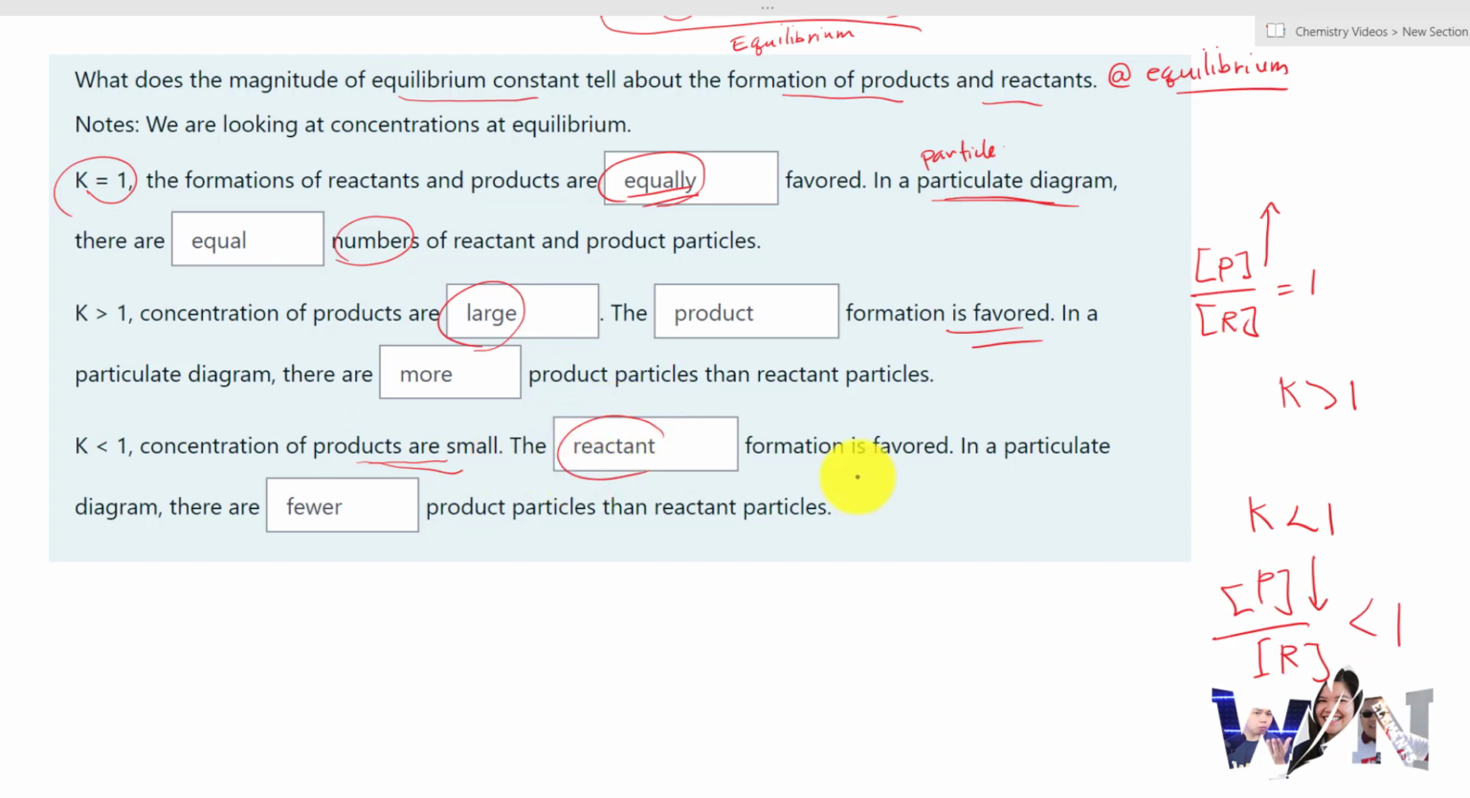Now, a lot of times they are giving you a particulate diagram. You have to determine the value of K relative to 1: equal to 1, greater than 1, or less than 1. In this case, if K is less than 1, you will see fewer products than reactants. So that is how we look at the values of K and make an estimated guess of which is favored, either product or reactant, at equilibrium. Again, we are talking about at equilibrium.